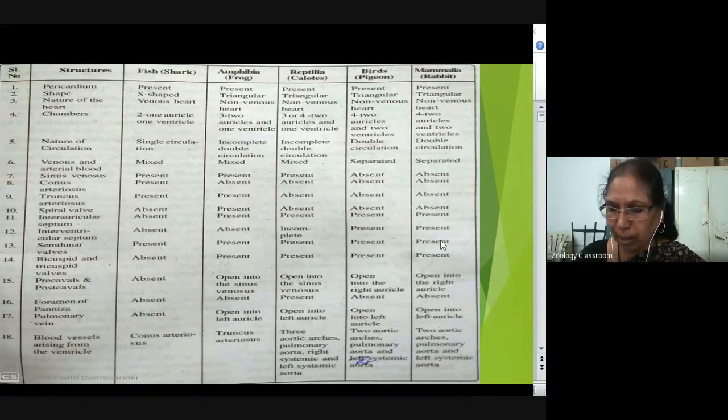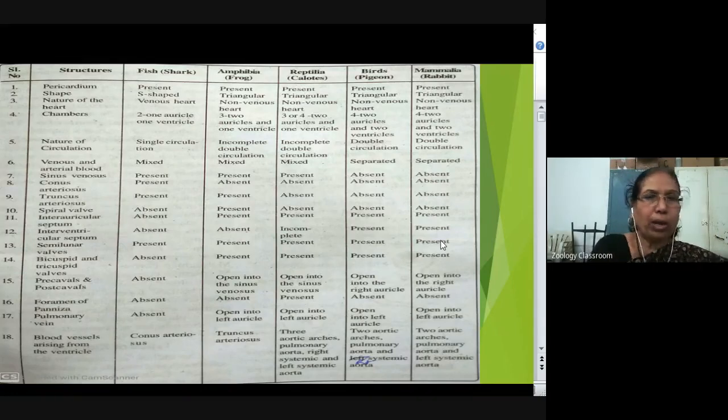In birds and mammals, there is double circulation because the heart is completely four chambered, without mixing of venous and oxygenated blood. So in birds and mammals the circulation is separate, and this is called double circulation, because pure blood and impure blood are separately supplied to the body parts.